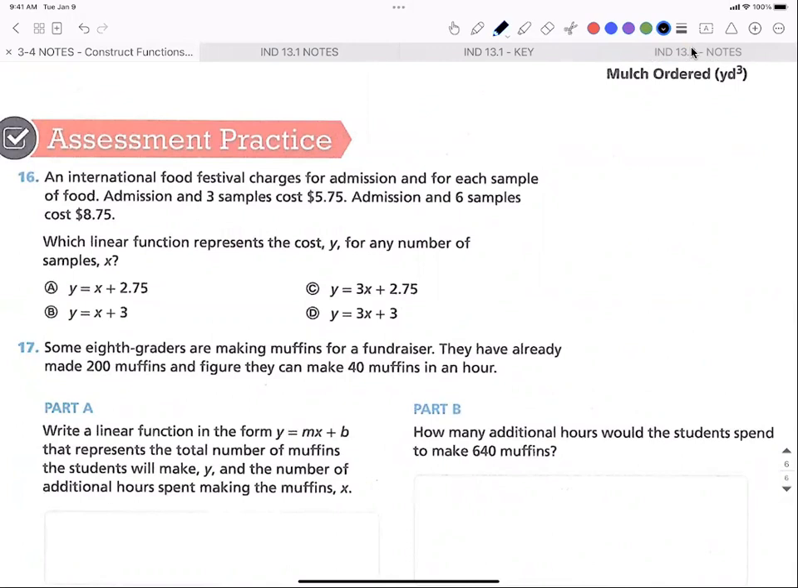All right. It tells us that an international food festival charges for admission and for each sample of food. An admission and 3 samples costs $5.79, and an admission and 6 samples cost $8.75. Well, it doesn't really look like it, but they actually give you 2 points here. They tell you that 3 samples costs $5.75. And we know that the cost is always the Y and the number of samples is the X. So I can write that as an ordered pair. Then it tells me that 6 samples costs $8.75. And I can write that as an ordered pair.